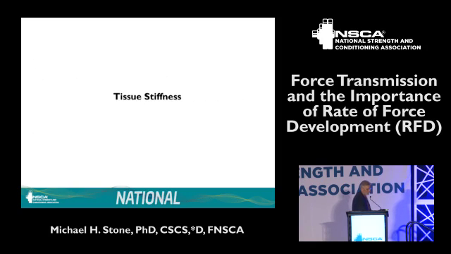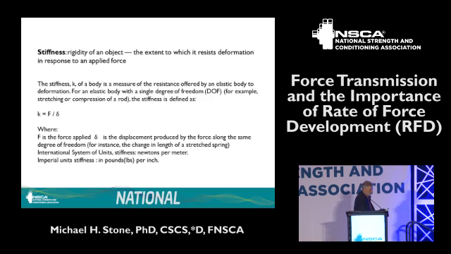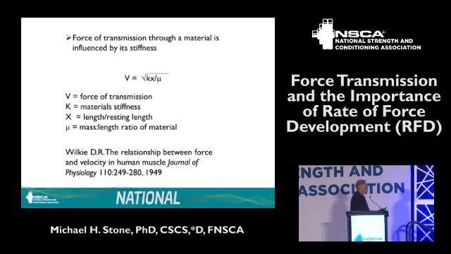Now, we can talk a little bit about the third important factor, or most important factor of the three. This is not the most important, but one of the most important: tissue stiffness. Okay. Now, stiffness basically can be defined by this formula, and that is stiffness is the force divided by the displacement along the same path that the force is moving. So the transmission through a material is going to be influenced by stiffness. And this was a formula that was developed by Wilkie way back in 1949.